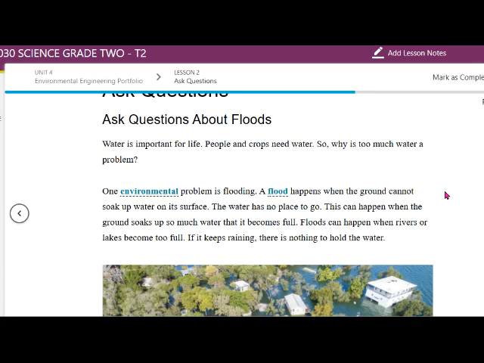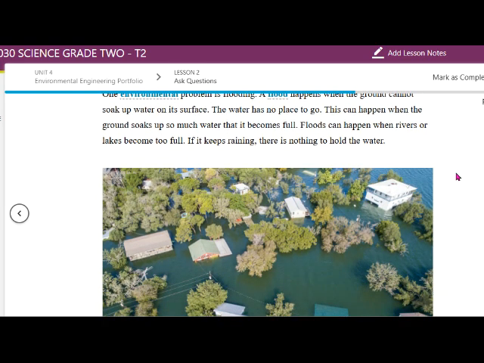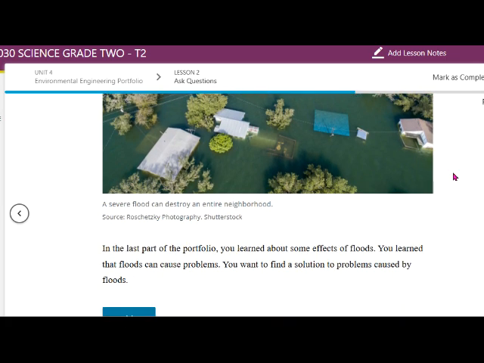Water is important for life. People and crops need water. So why is too much water a problem? One environmental problem is flooding. A flood happens when the ground cannot soak up water on its surface. The water has no place to go. This can happen when the ground soaks up so much water that it becomes full. Floods can happen when rivers or lakes become too full. If it keeps raining, there is nothing to hold the water. There's another example of a flood in a neighborhood.